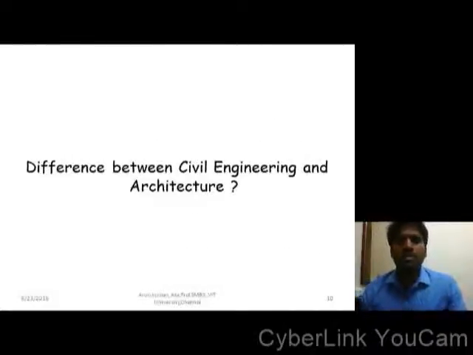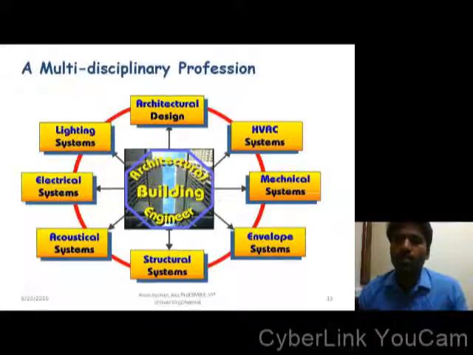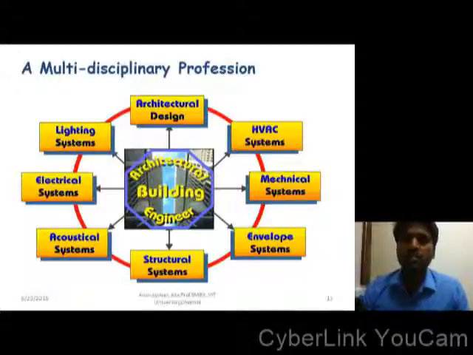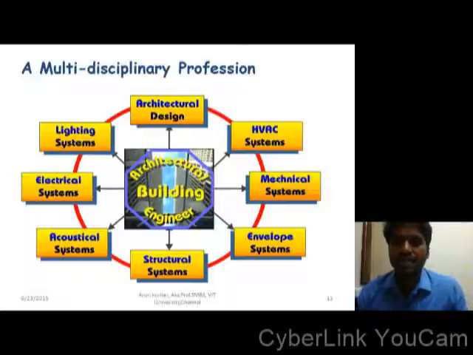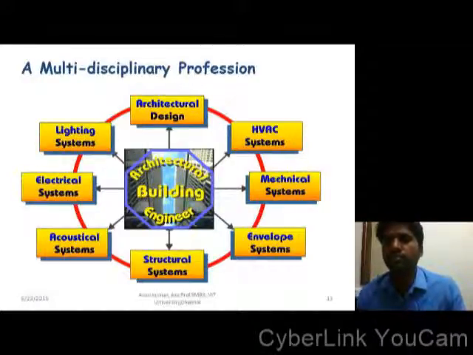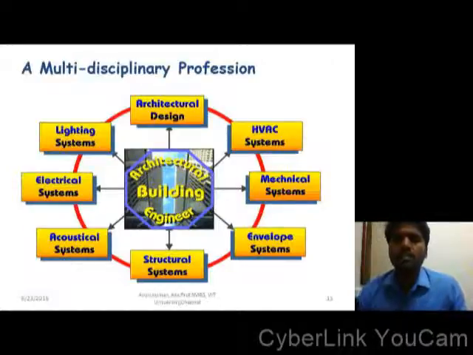Well, you must be wondering about the difference between civil engineering and architecture. Architecture is a multidisciplinary profession which includes architectural design, heating, ventilation and air conditioning systems, mechanical systems, envelope systems, structural systems, acoustical systems, electrical systems and lighting systems. The architectural profession involves multiple disciplines, both engineering, structures and mechanical, combined into a single platform.